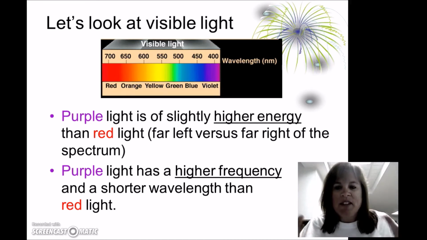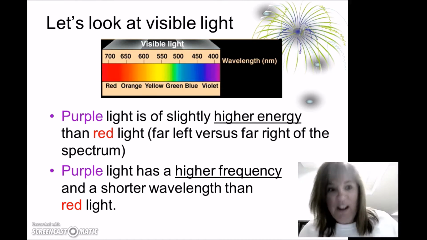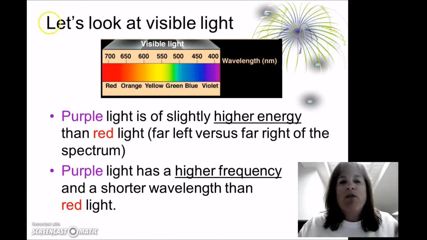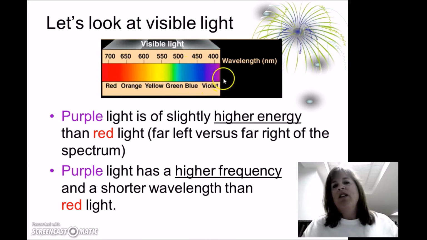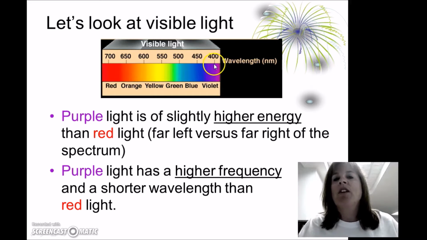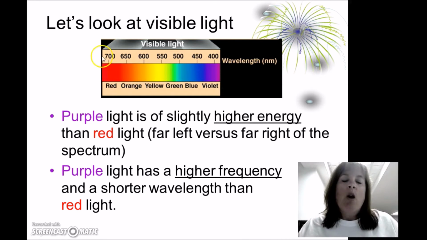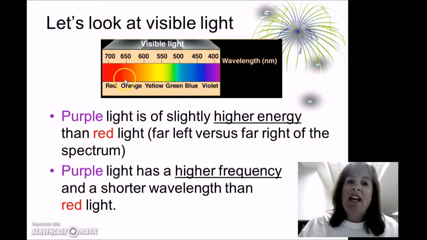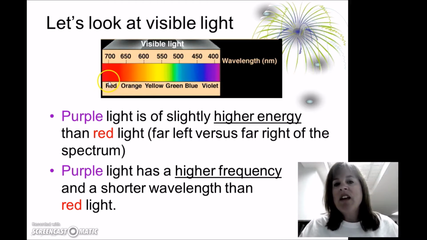Let's talk a little more about this because clearly this is something you need to know. If we look at just the visible spectrum here, the violets and the blues have very short wavelengths, on the order of about 400, 450 nanometers. But when we're down at the red end of the spectrum, we're down around 700 nanometers.